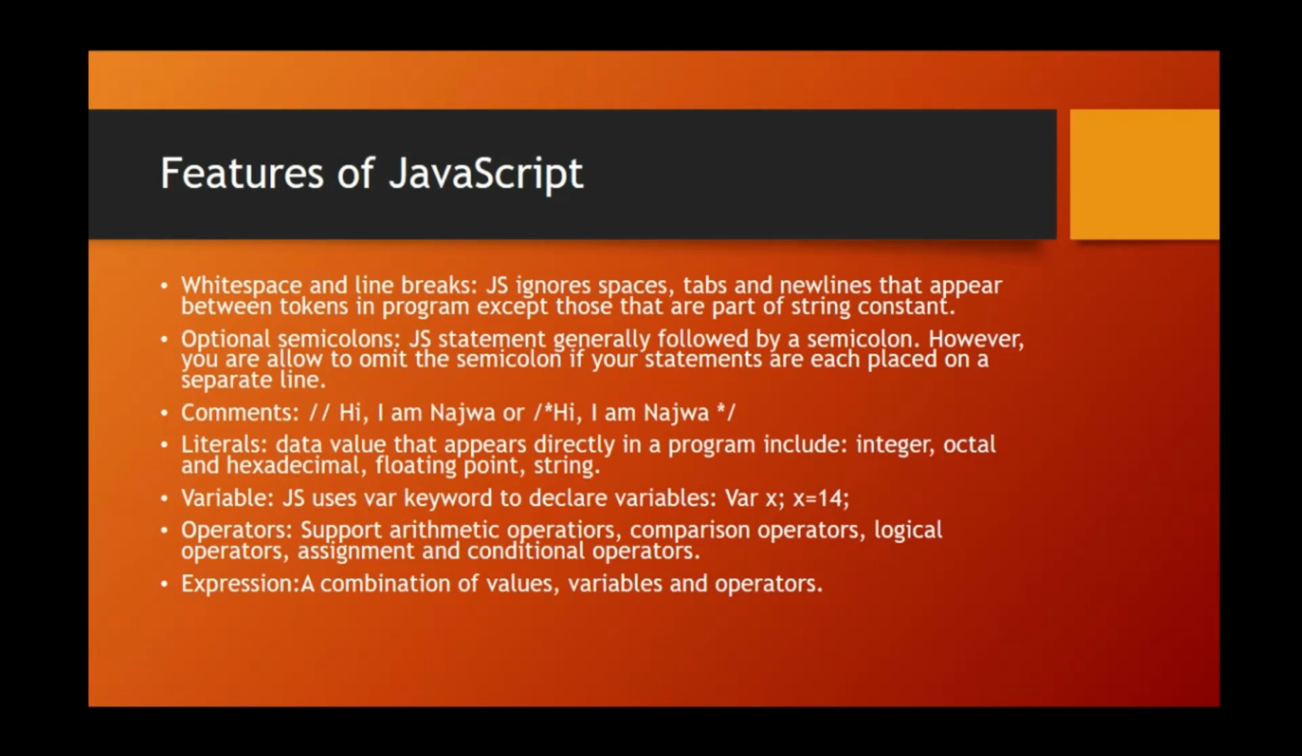Okay, the next part we have the variable. So for the variable, JavaScript uses var. That is the keyword in order to declare the variable. The example here: var x; x = 14. So we declare the variable x and then assign x equal to 14.